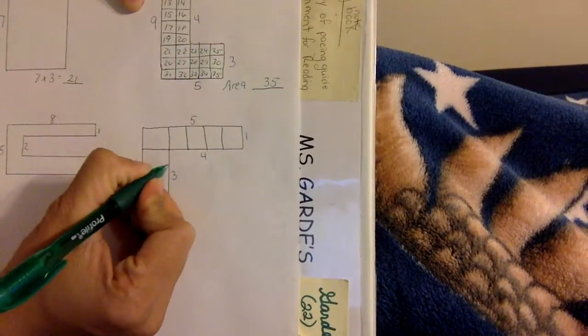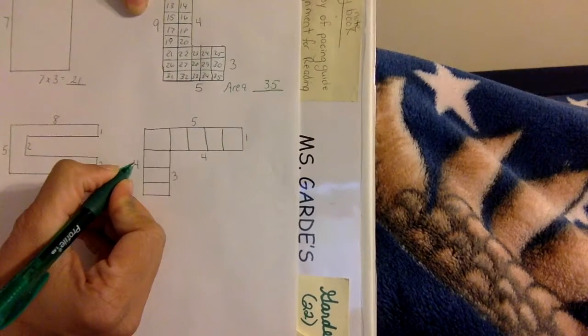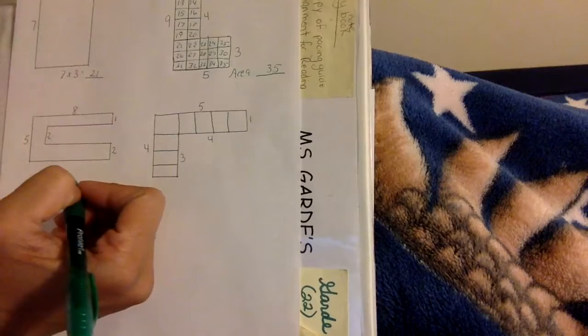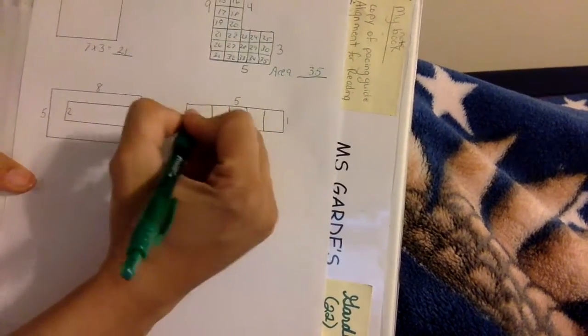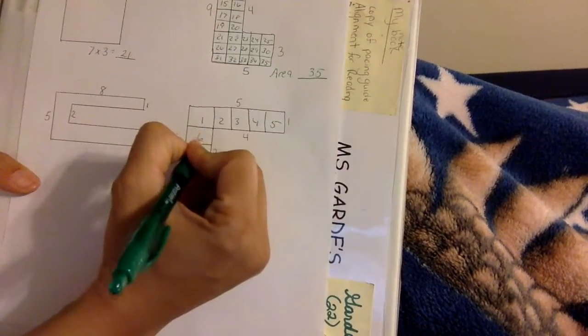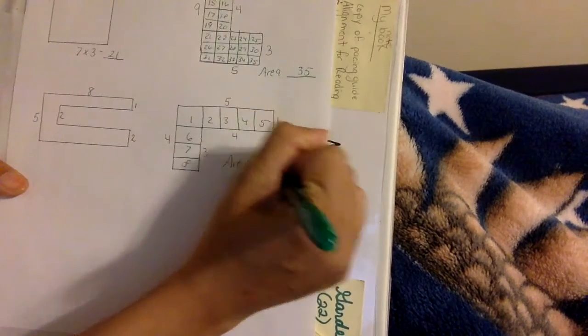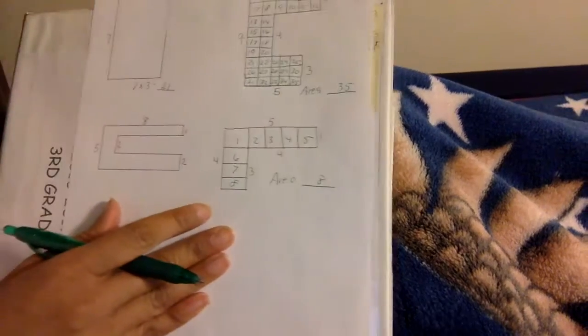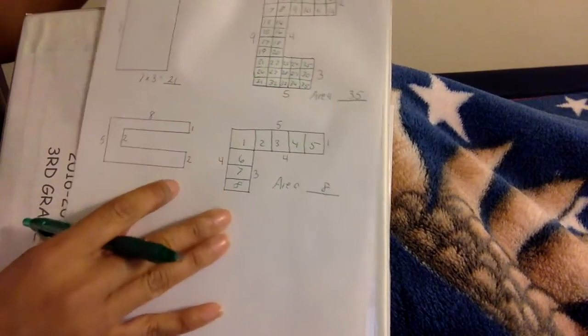This side is 3. So we're going to do like that. So now we have a total of 4 on this side. 1, 2, 3, 4. And this one's very easy, but this is how some of the finding the area for odd shapes is going to be. So 1, 2, 3, 4, 5, 6, 7, 8. So the area for this shape would be 8.